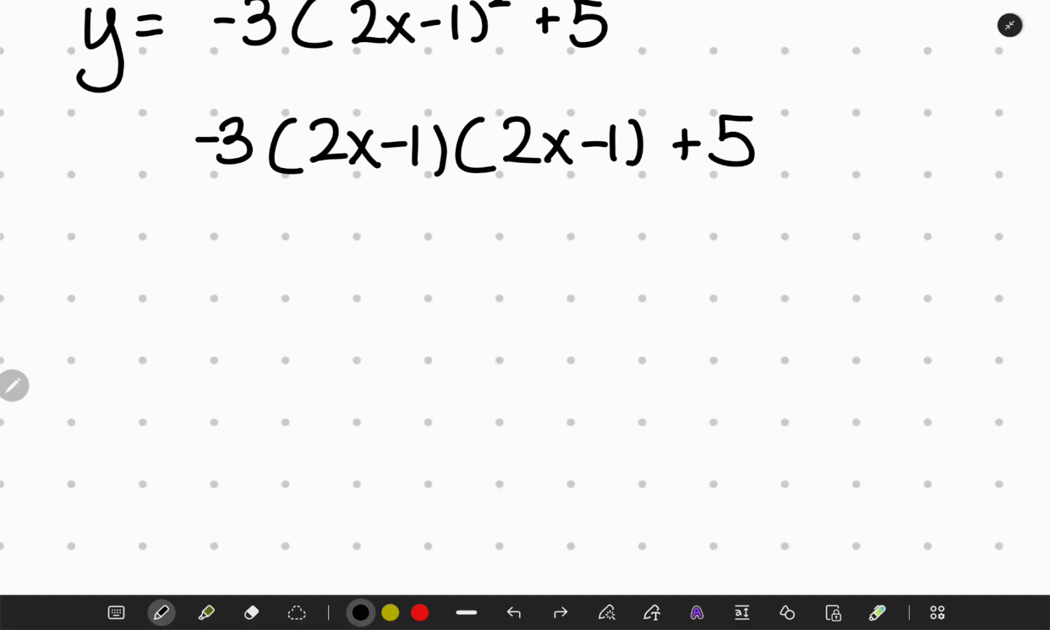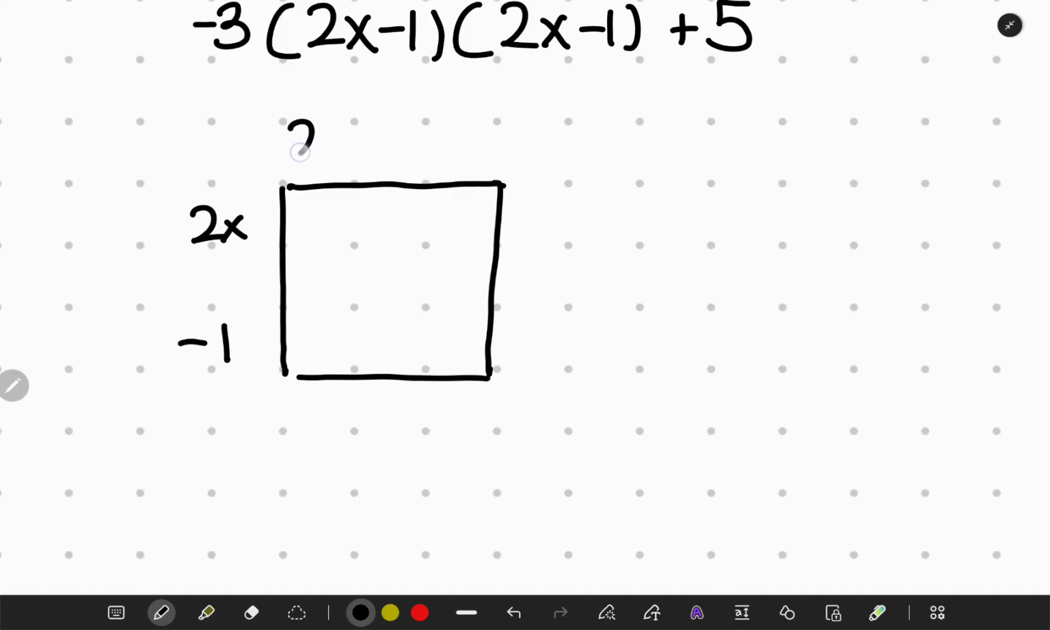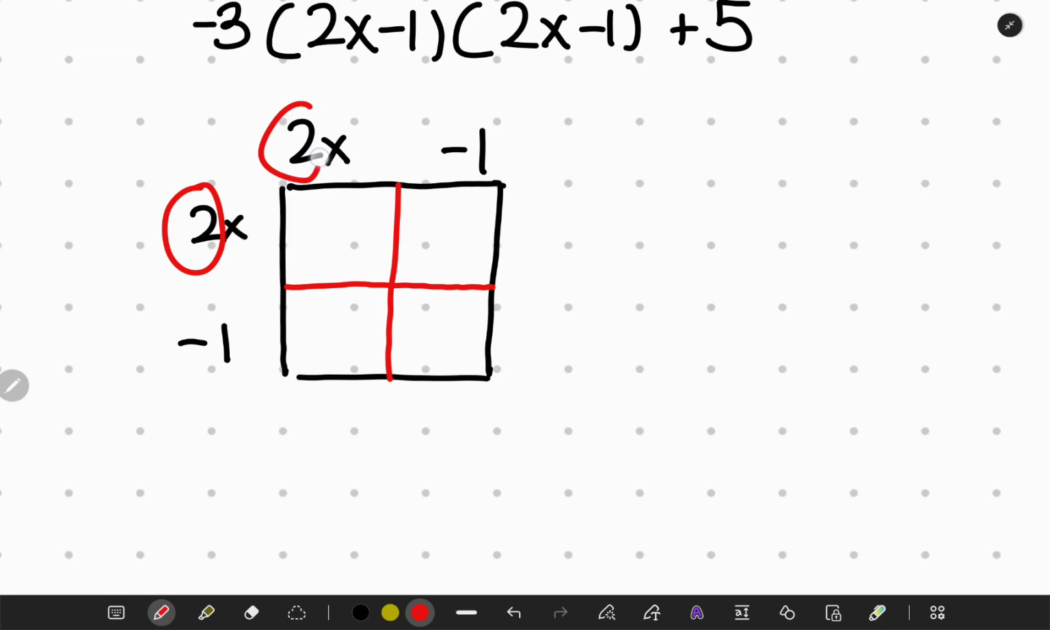Let's make the box. I'm going to make a box based on these. So here we go. I'm going to put 2x minus 1, and again, 2x minus 1, separating them, just as before, into 4 boxes. And now I'm going to multiply. I see here I have 2 times 2, so that gives me 4x squared.